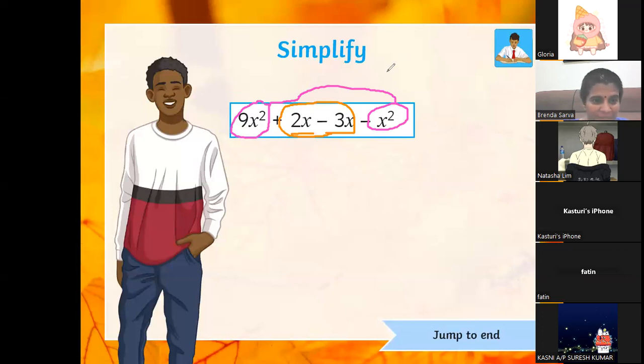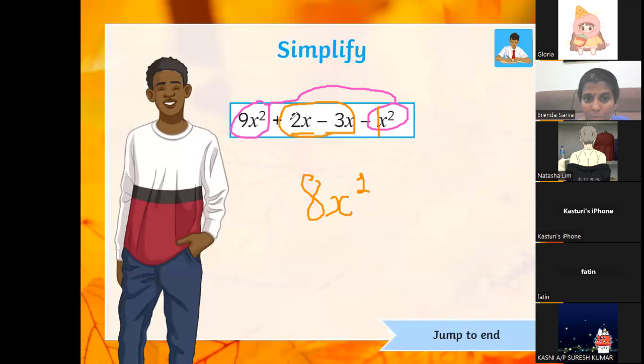Okay, Fatin has given me 8x squared minus x. Is that your answer, Fatin? Right. Well done. Okay, so 9x squared minus 1x squared, that is 8x squared. Nobody asks you to solve it, people ask you to simplify only.